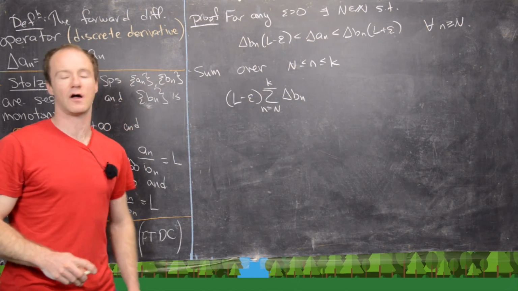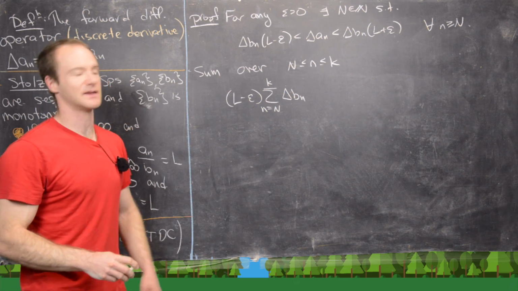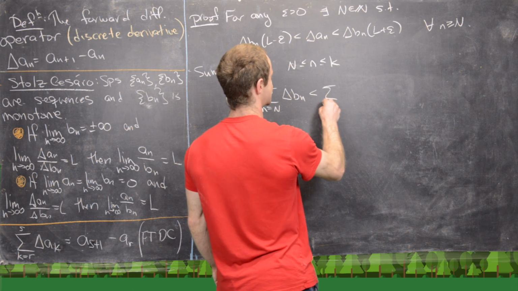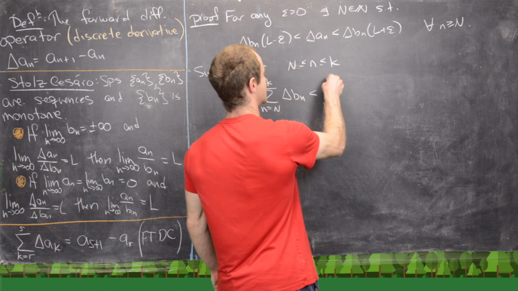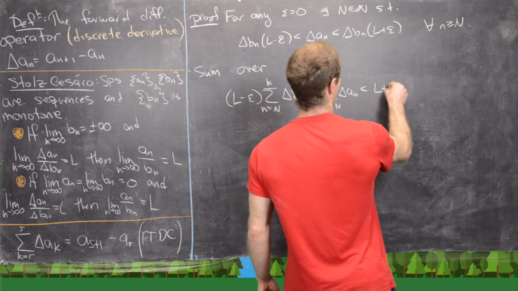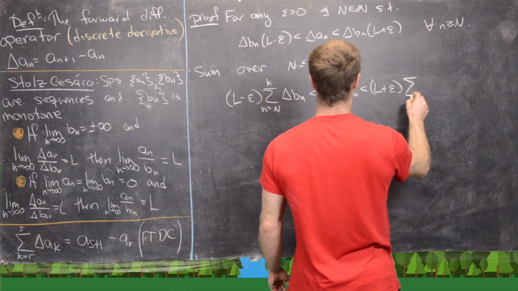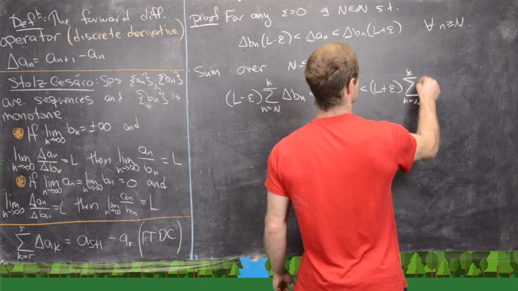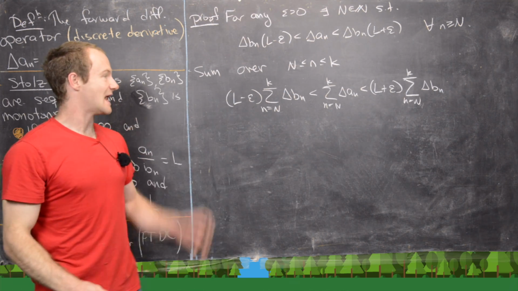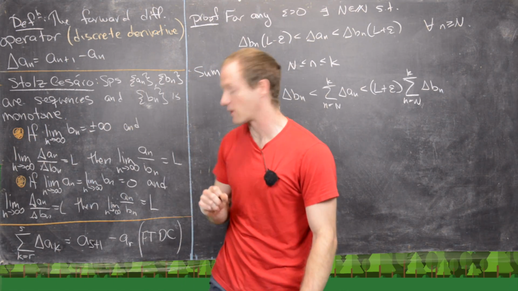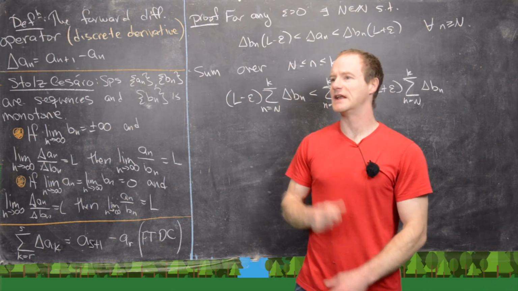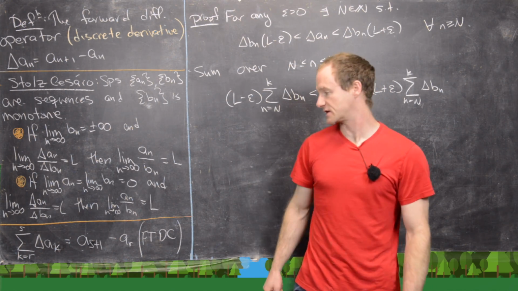Notice I've factored this L minus epsilon out because it doesn't depend on our index. And now that's going to be less than the sum n equals capital N to k of delta An, which is less than L plus epsilon times the sum n equals capital N to k of delta Bn. Fantastic. But now we can apply this discrete fundamental theorem of calculus. I have a proof where we prove this theorem and do some examples with it. I'll link that in the description.